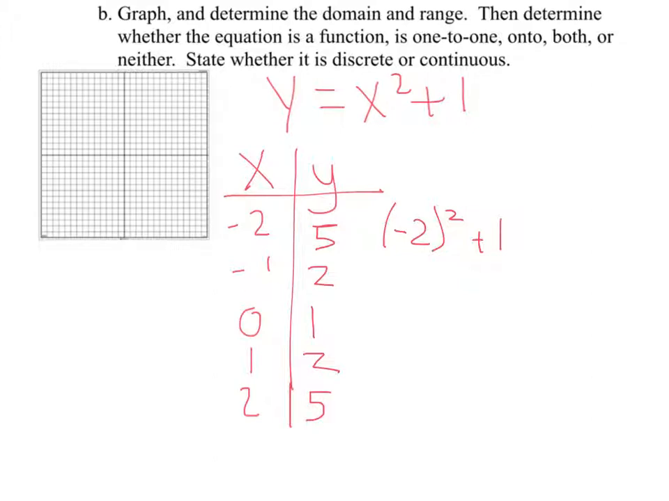So if we graph this, we'll end up at 0, 1, and negative 1 up to 2, and negative 2 up to 5, one up to 2, and 2 up to 5.